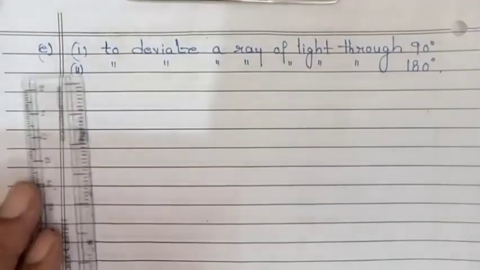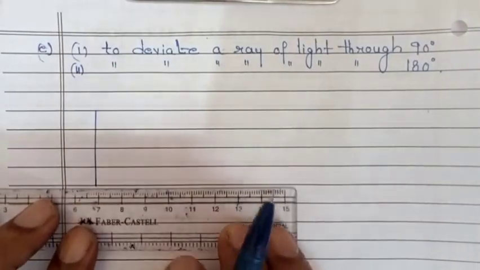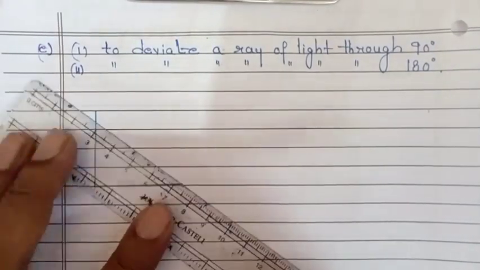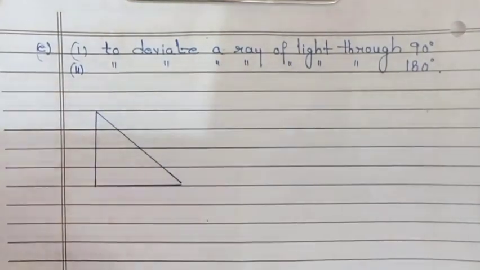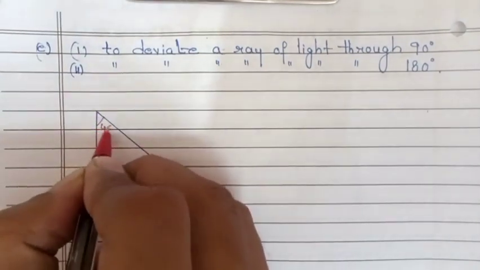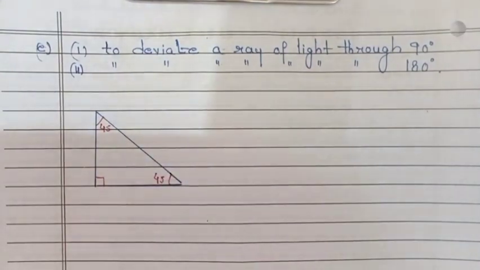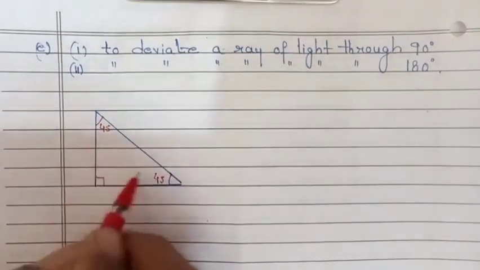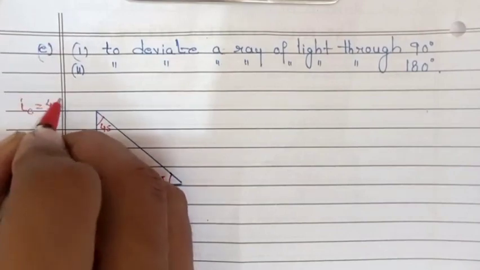Now we have to draw the diagram for one of these two uses. I will show you how to draw the diagram for both the uses. Let us consider a total reflecting prism. Now remember what a total reflecting prism is. When you are showing a total reflecting prism, it should contain an angle of 90 degree and then the two acute angles each of 45 degree. So this is a total reflecting prism, and now we are going to use it to deviate a ray of light through 90 degree. Now for this material, critical angle will be nearly 42 degree.